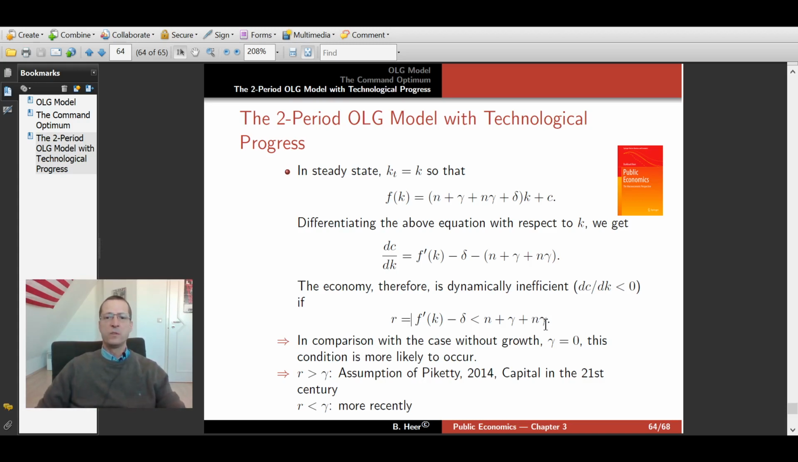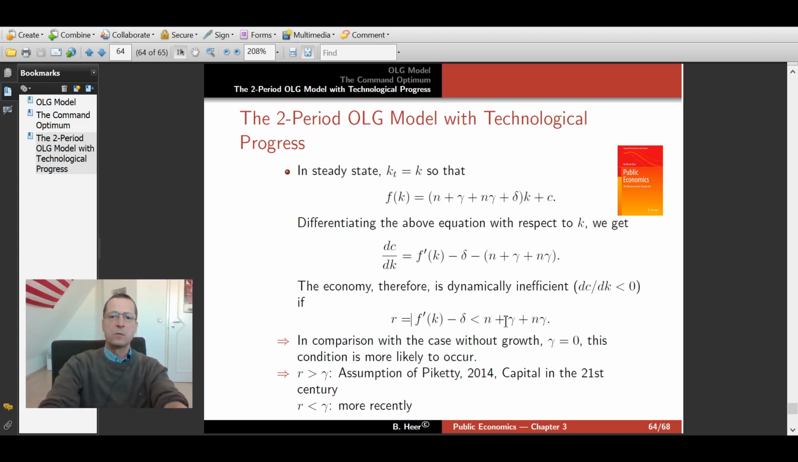So in comparison with the case without growth, where gamma is equal to 0, this condition is more likely to occur. So let's look at a typical value for the interest rate R. In many dynamic general equilibrium models, this one is calibrated to a value of 4% annually. In the United States, the population growth rate is about 1%. So without growth, the United States is dynamically efficient.